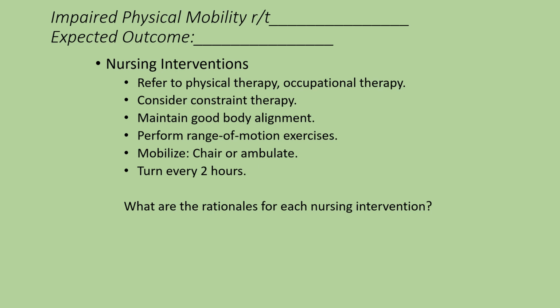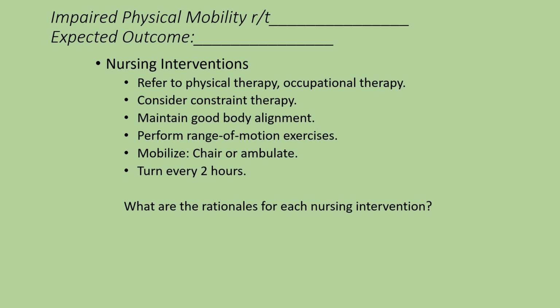And then we have impaired physical mobility. It's related to decrease in motor function. Expected outcome for this diagnosis: the patient will maintain physical mobility as evidenced by maximum physical ability with limitations of deficits. The patient will not experience complications related to immobility. So that is the expected outcome for this diagnosis.